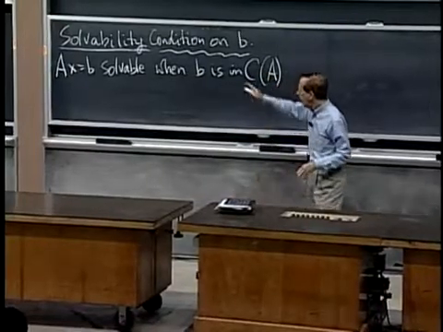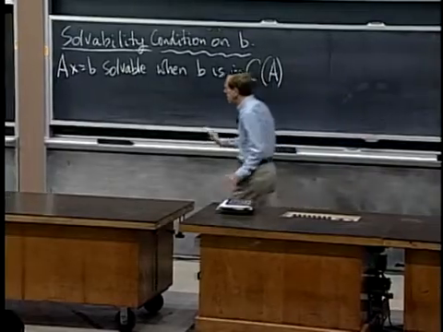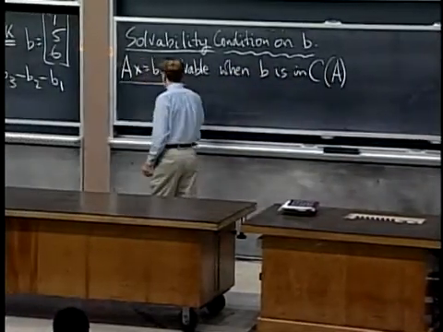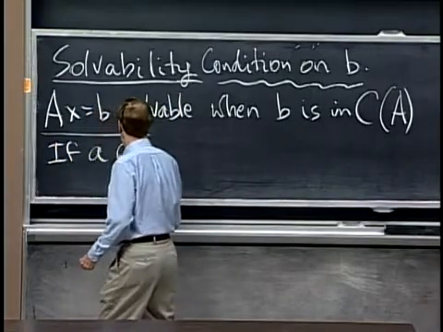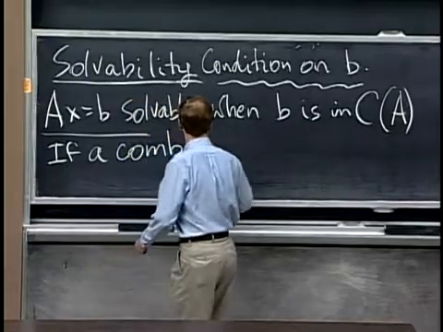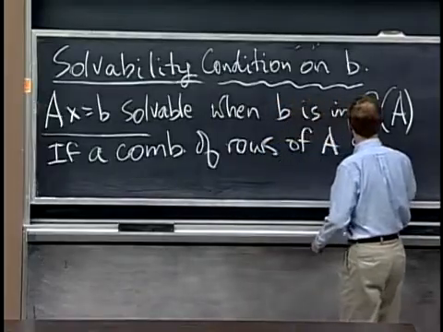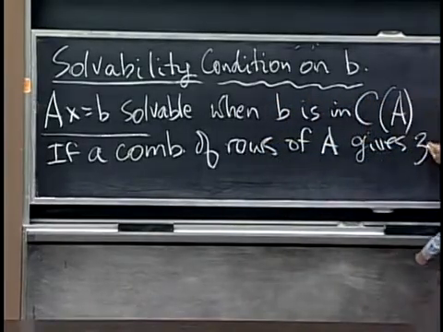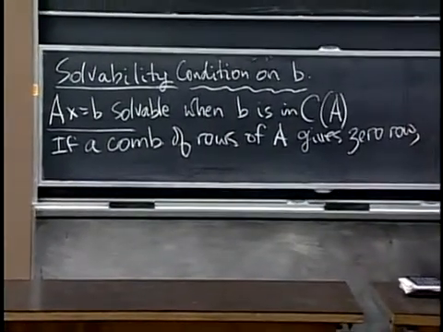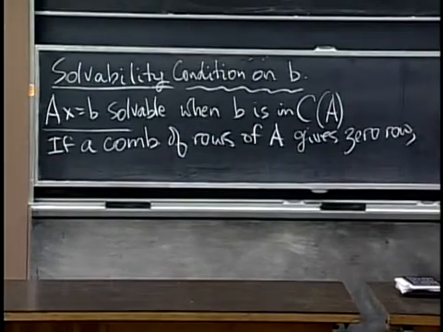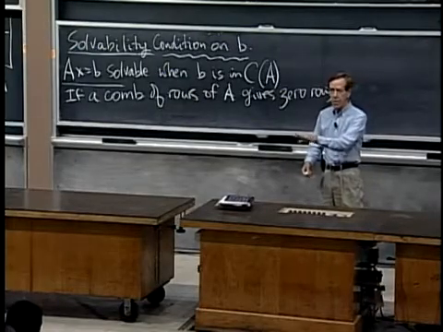Now I want to give the same answer, but in different language. Another way to answer this: if a combination of the rows of A gives the 0 row, and this was an example where it happened, some combination of the rows of A produced the 0 row, then what's the requirement on b?